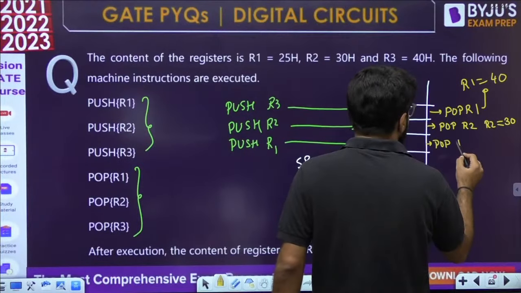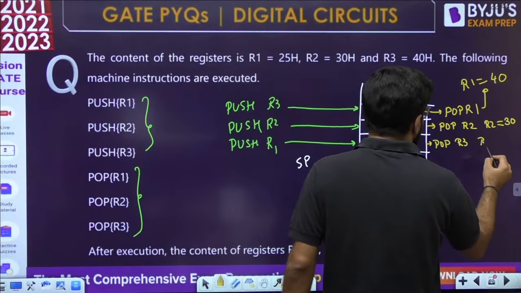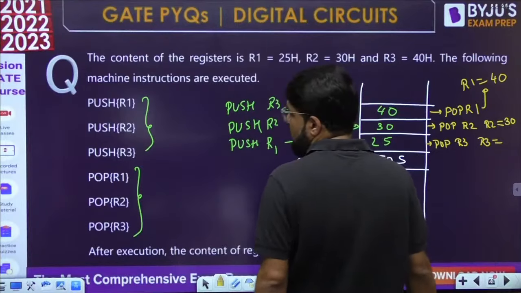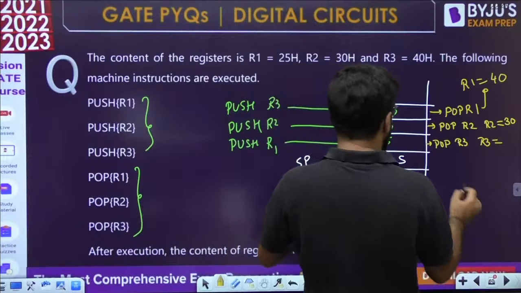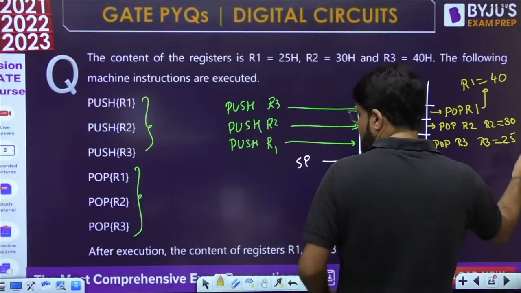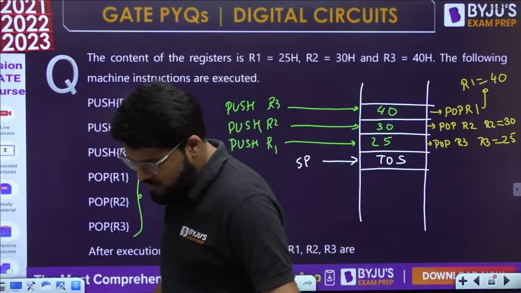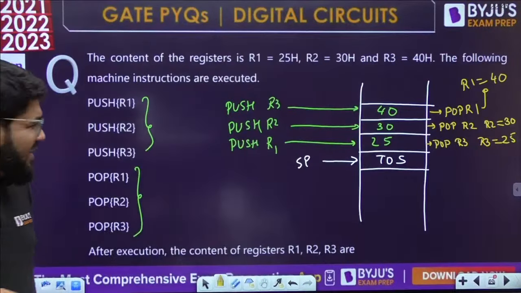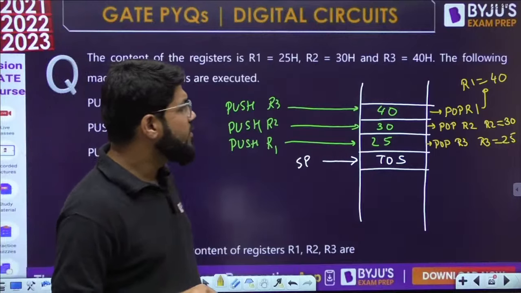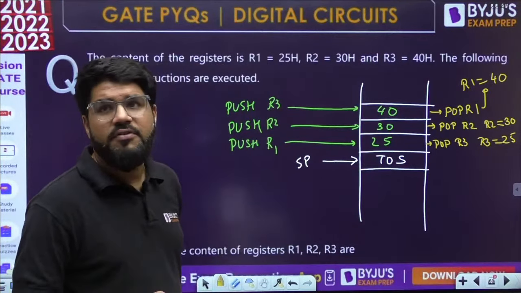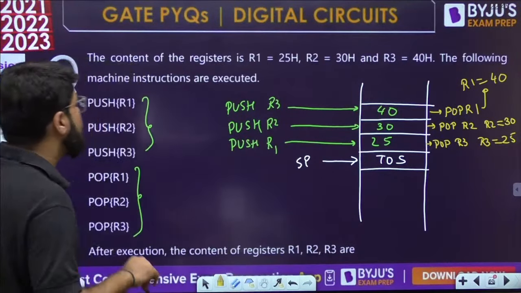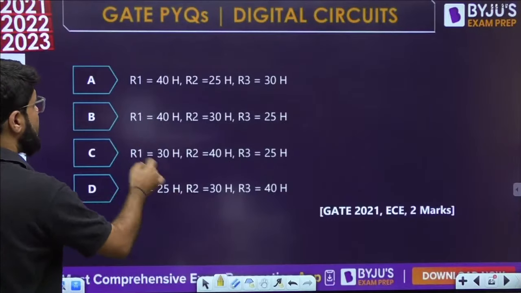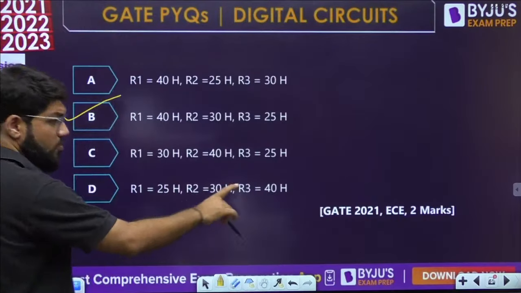This is pop R3. So, R3 will get the value that is equal to how much? R3 will get the value that is here, 25. After the execution, the contents of the registers R1, R2, R3 are 40, 30 and 25. It is 40, 30 and 25, option number B.